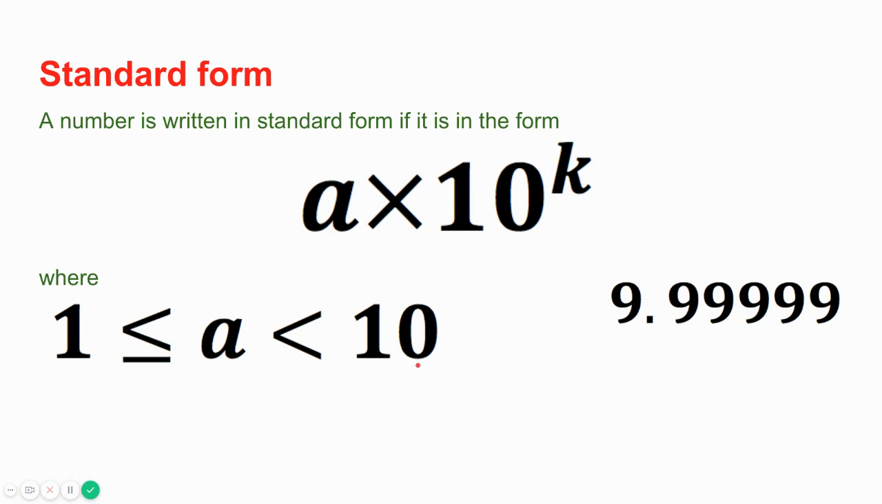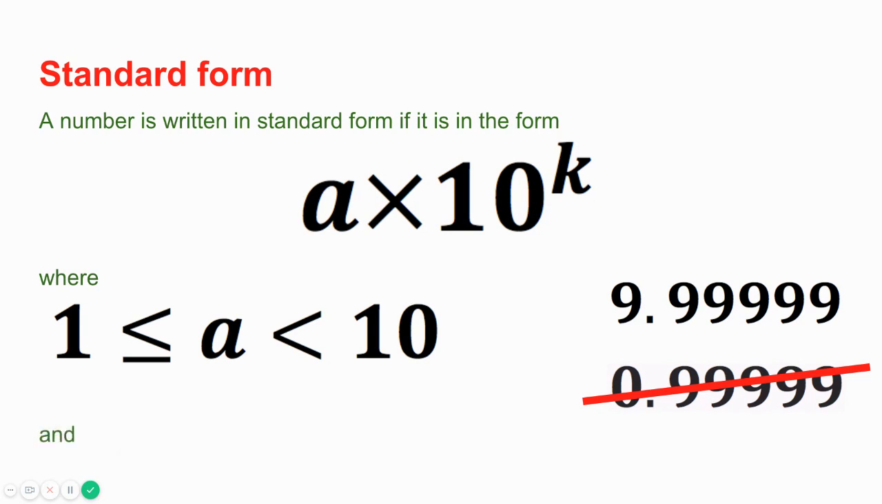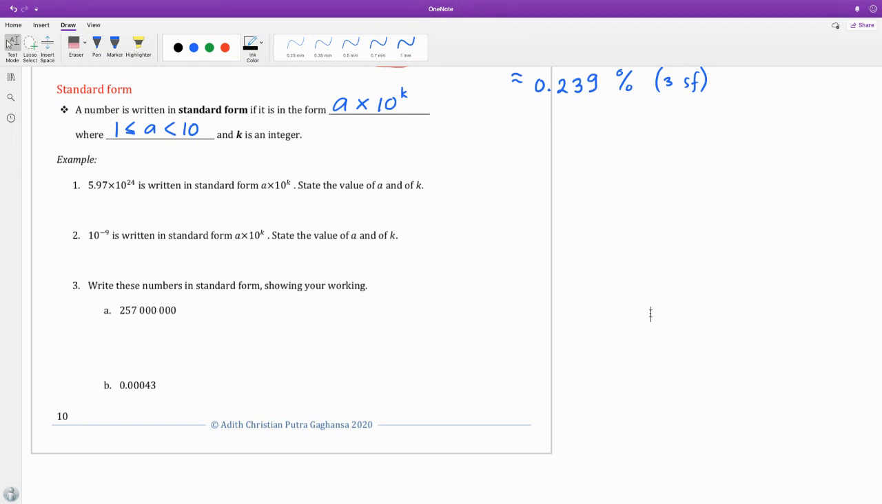So the maximum value of a is 9.9999999. And the least value of a is 1. There is an equal sign here. It means 1 is included. So the least value of a is 1. How about 0.99999? No, we cannot use it because the least value must be 1. And k is an integer. Let's look at the example.